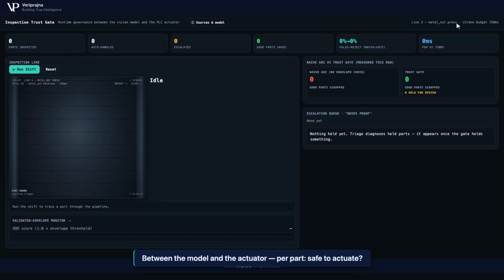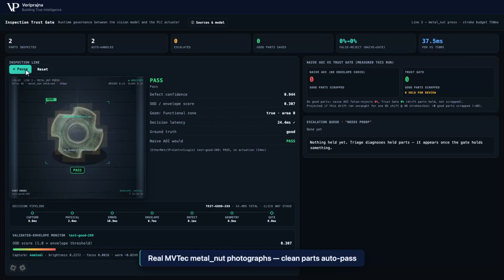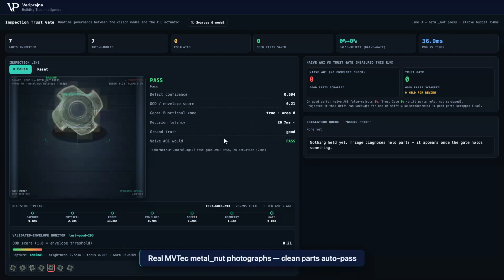This is the inspection trust gate, a runtime layer between the vision model and the PLC reject actuator. For every part, it answers one question: is this decision safe to actuate? Run the shift. Every part is a real photograph from the MVTec industrial benchmark's held-out split.